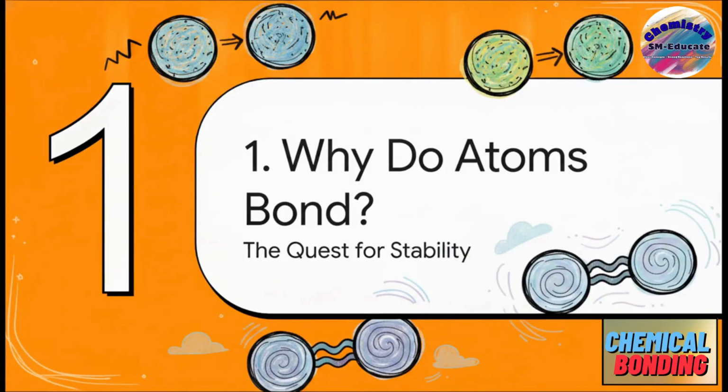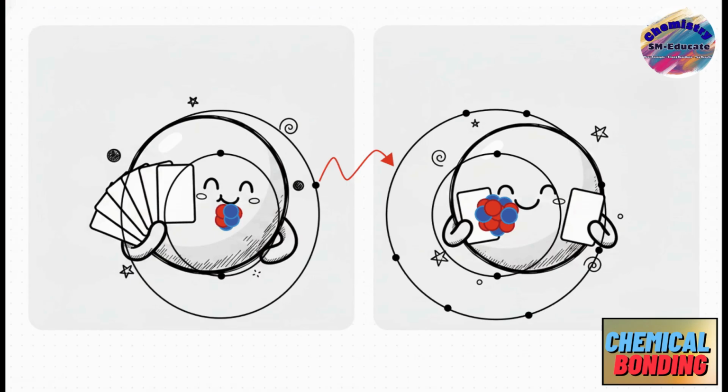Section 1. Why do atoms bond? The quest for stability. Now, you might be wondering, why do atoms even bother interacting? Well, most atoms in the universe are just naturally reactive and restless, and bonding is basically their way of finally relaxing. Think of atoms like avid collectors trying to complete a super rare set of trading cards. The Octet Rule is this natural drive to collect exactly 8 electrons in the outer or valence shell. Getting this complete set gives the atom the ultimate stability, literally the exact same electronic configuration as a noble gas.